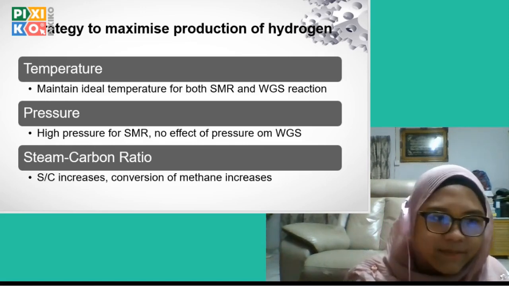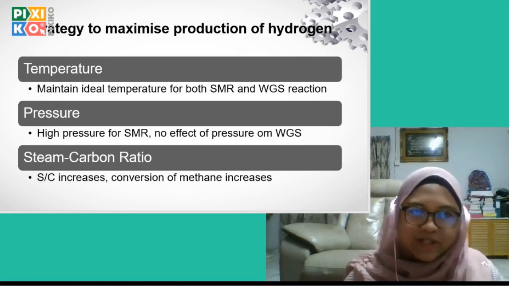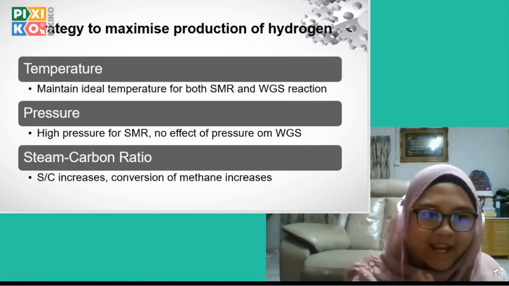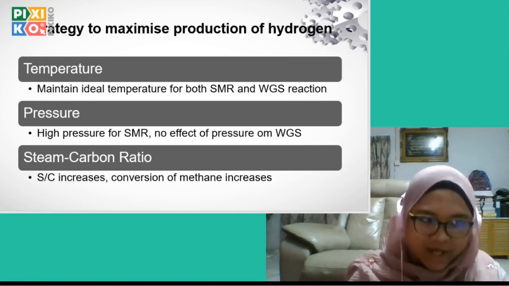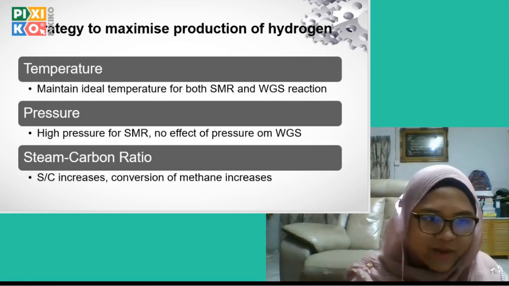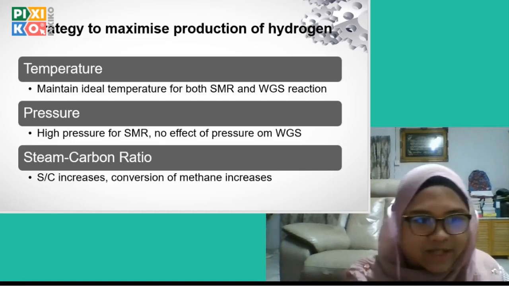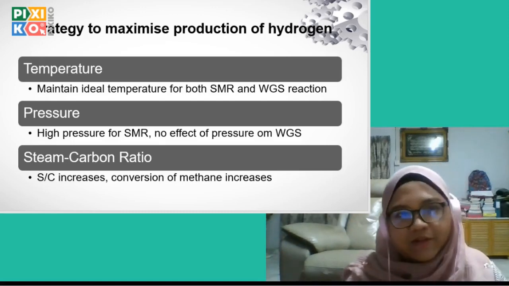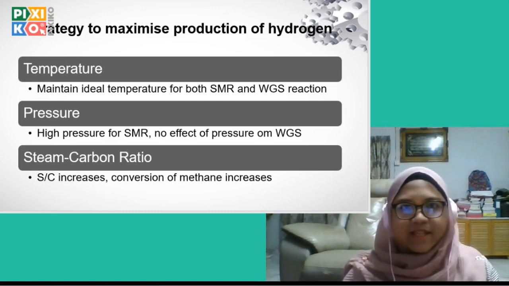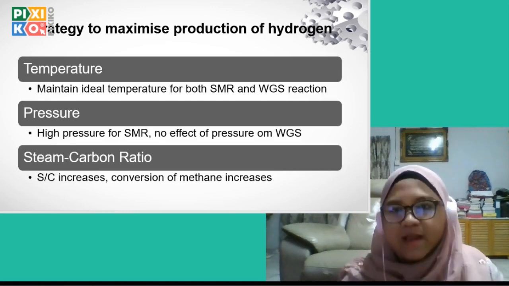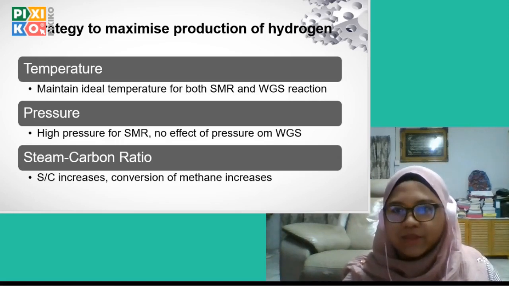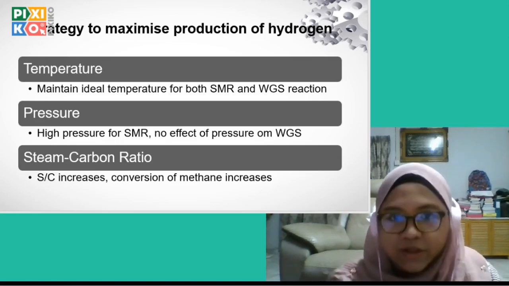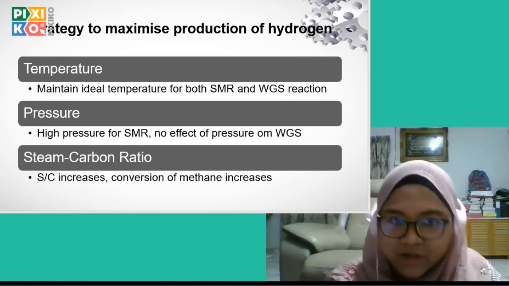In the SMR process, increasing temperature to equilibrium and beyond will result in a rise in the purity and yield of the hydrogen product, as the conversion of methane increases as well. However, for the WGS process, beyond the temperature of peak yield, the purity and yield of hydrogen will decrease as temperature increases. So we conclude that maintaining the ideal temperature for both SMR and WGS reactions is necessary in order to maximize the production of hydrogen.